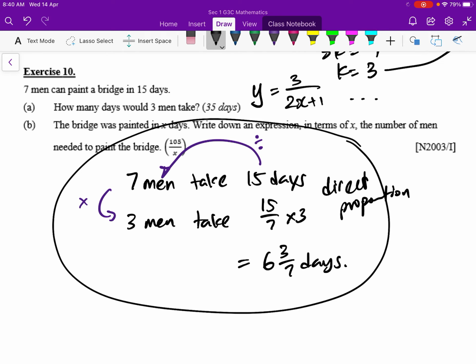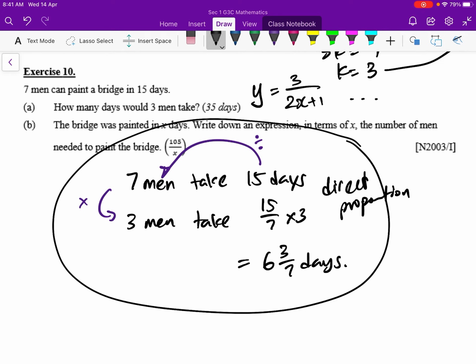Okay, this structure over here that I always like to use is for direct proportion. Not applicable here. We are dealing with inverse proportion. When you have more men, the number of days go down. When you have fewer men, the number of days go up. So it's the opposite. So we call that inverse proportion.